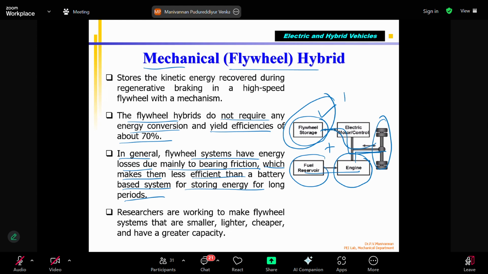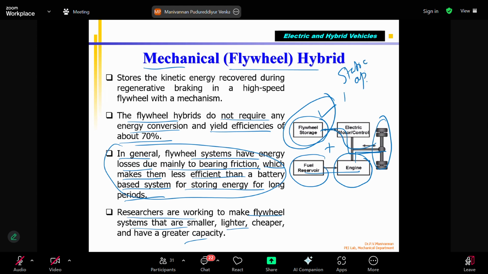If you make the flywheel rotate and keep the energy, it needs bearings. Bearing friction slowly eats the energy. After one day or so, the flywheel comes to rest. So that is the major drawback of mechanical or flywheel type hybrid. Researchers are working to improve this, make it lighter, all those things. It is still research. They tried, but this is very useful in static applications.